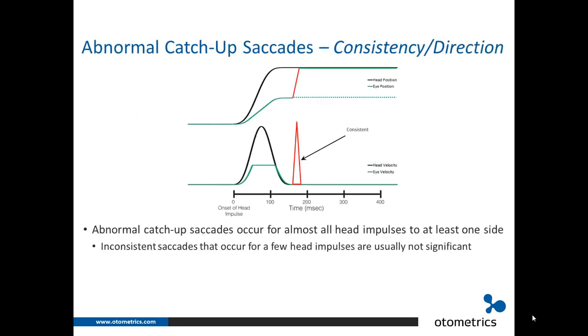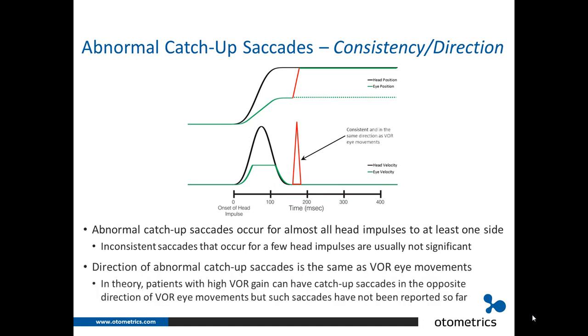The first rule for identifying abnormal catch-up saccades is that they occur consistently. If you see catch-up saccades in a small percentage of head impulses, that's not likely to be significant. Abnormal catch-up saccades are usually in the same direction as the VOR eye movements. That's because the eye movements usually fall short of the head movements, and catch-up saccades are generated in the same direction to reset the eyes on the target.